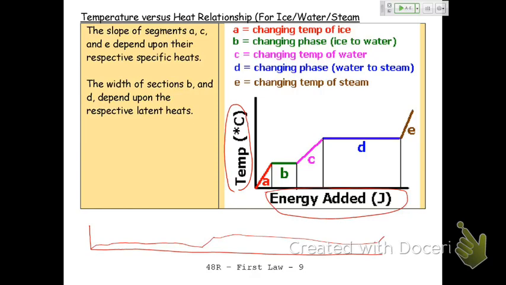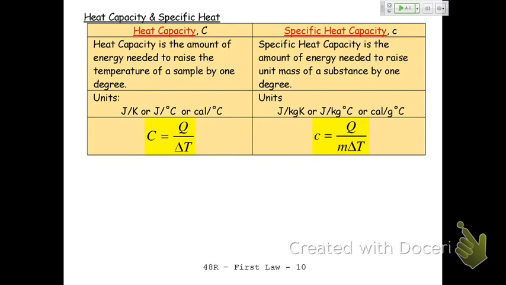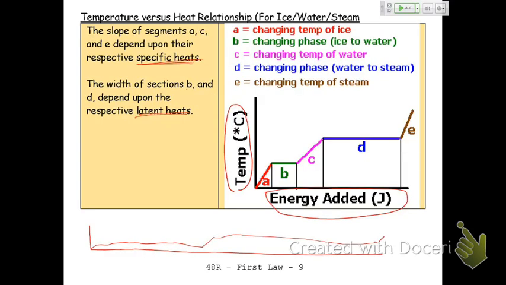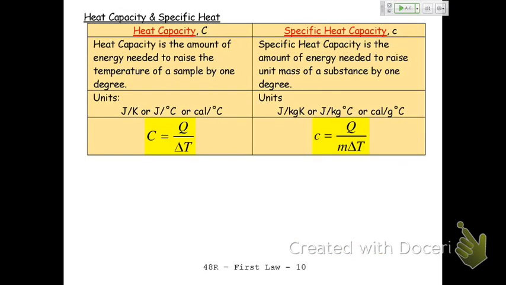The slope segments A, C, and E depend upon a thing called specific heat, and that is how much energy you need to change temperature. And the width of the sections B and D, the plateaus, depend upon latent heat, how much energy it takes to change the phase. Phase means state, physical state. What's the latent heat? Latent heat is the amount of energy it takes to change the phase, the change from solid to liquid or liquid to gas.